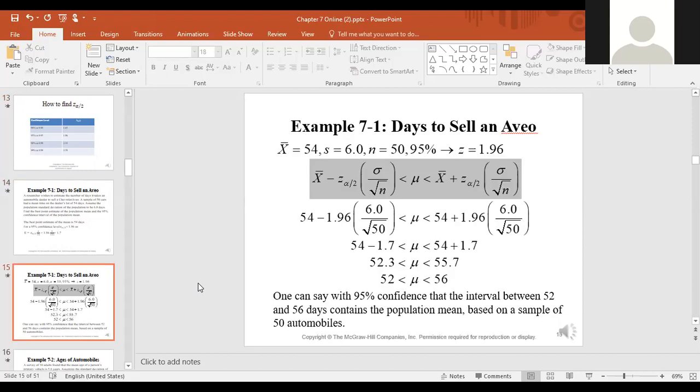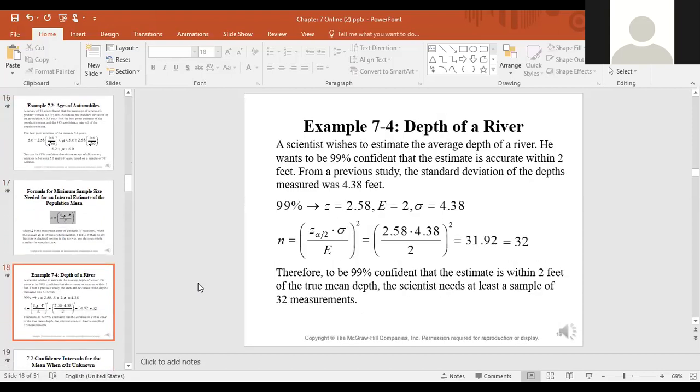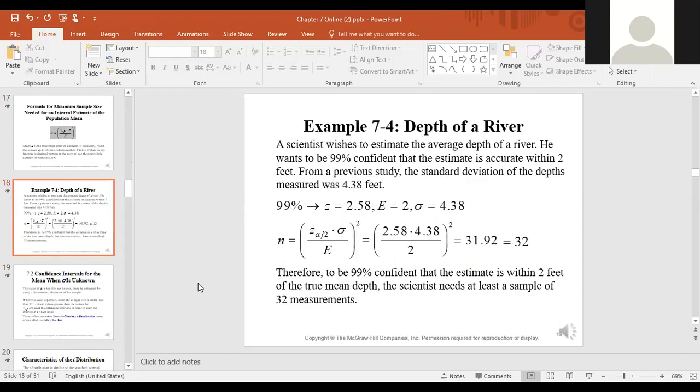Yeah, that makes sense. Okay, so whenever you see this Z alpha over 2, just think about the confidence level. The alpha over 2, we are going to use it much later. Alpha is 1 minus the confidence level.